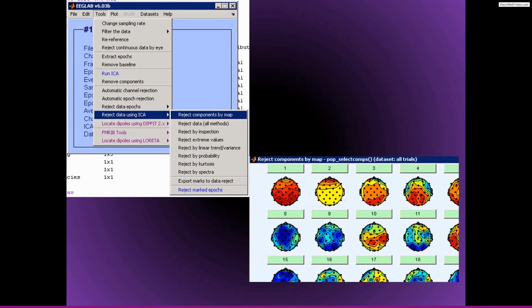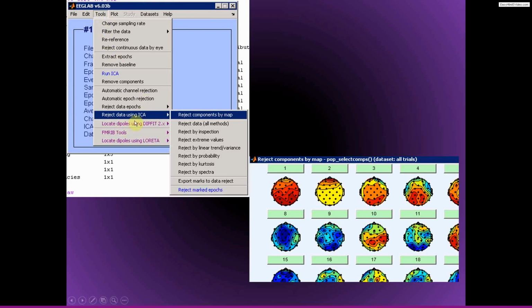So I'm going to illustrate the way that I do ICA for removing artifacts from the data. But this is in no way to suggest that this is the only way to do it, or the only correct way to do it, or even the best way to do it. It's just the way that I do it, the way that seems to have worked well for my applications and situations in the past. So here's our EEGLAB GUI.